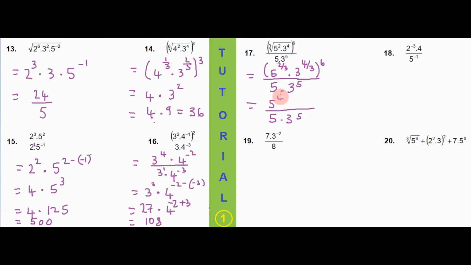So it's 5 to the 4. 3 into 6 twice times 4 is 8. So it's 3 to the 8. Now we can subtract the powers where the bases are the same. Of course, it's a 1 here that we don't write. So 5 to the 4 minus 1 is 5 cubed. And 8 minus 5 is 3. So it's 3 cubed. So that's 125 times 27.